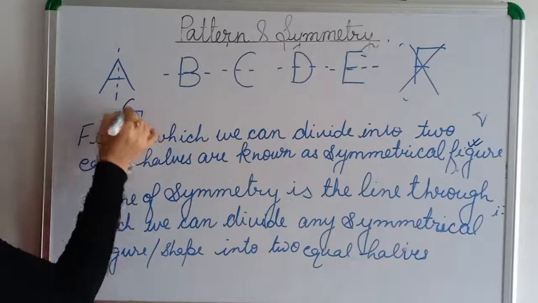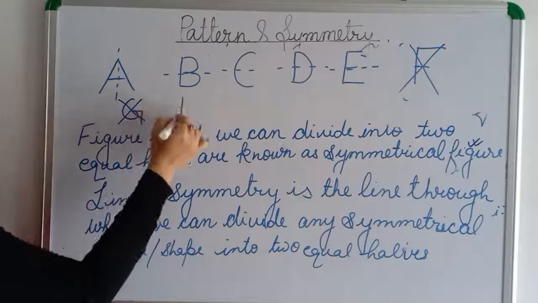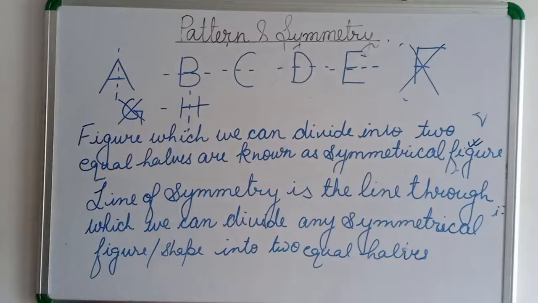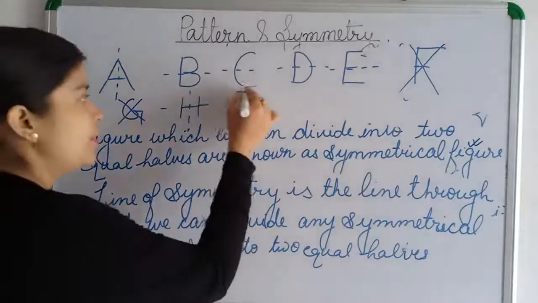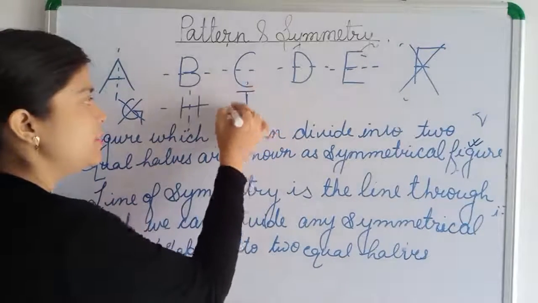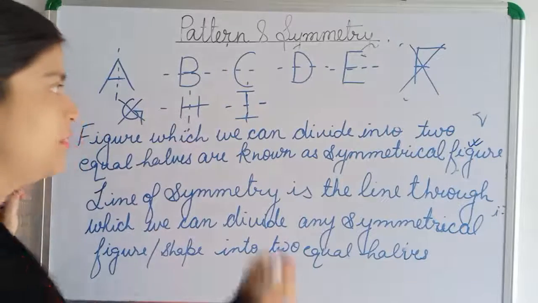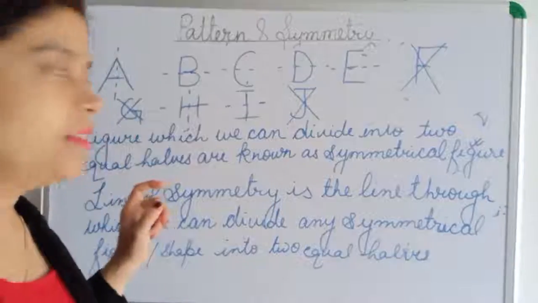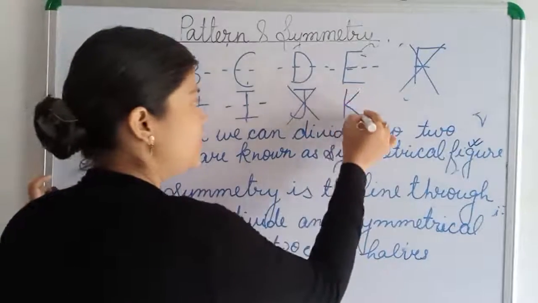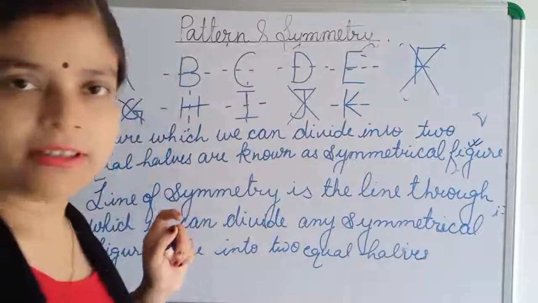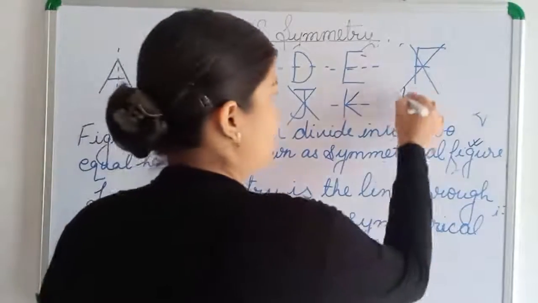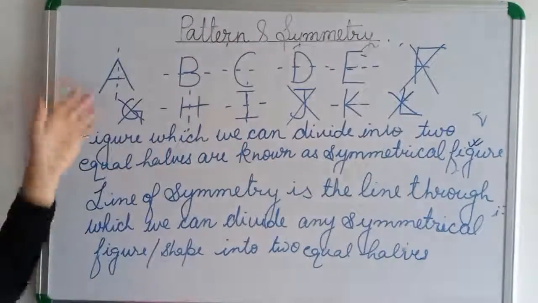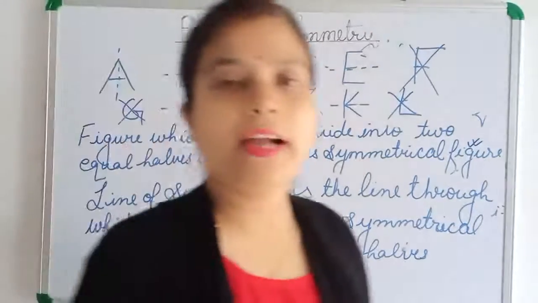Then G also we can't divide into 2 equal halves. But H we can divide from this way, from that way. It has 2 lines of symmetry. For I also there are 2 lines of symmetry. For J there is no line of symmetry. Now I think you understand. For K there is only 1 line of symmetry. L, no line of symmetry. So like that in the alphabets also you can find the line of symmetry.